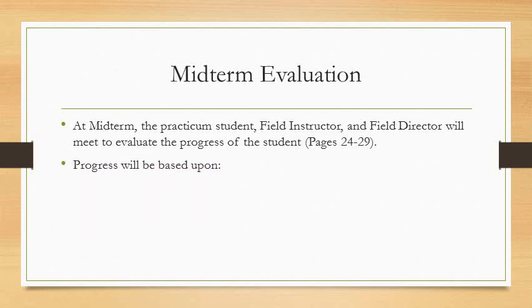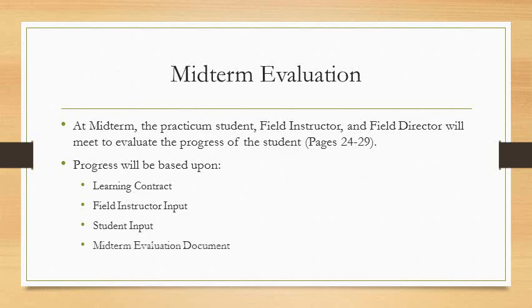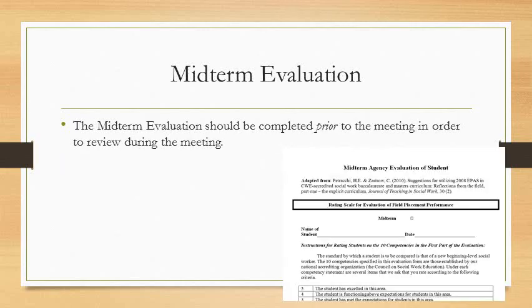The progress that will be assessed at this meeting will be based upon the learning contract, the degree to which each student has met the specific behaviors outlined within this contract, input from the field instructor based upon the work of the student, input from the practicum student based upon their experiences within the agency and field practicum setting, and the midterm evaluation document itself. The midterm evaluation document should be completed prior to meeting in order to review during the meeting.